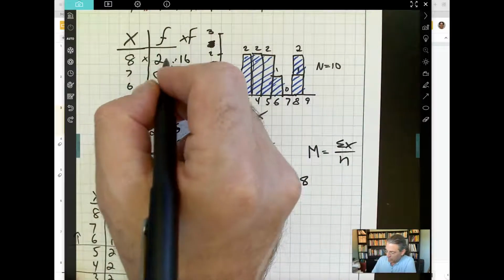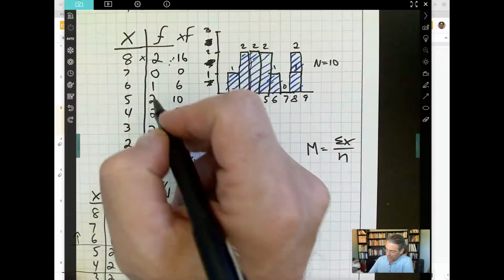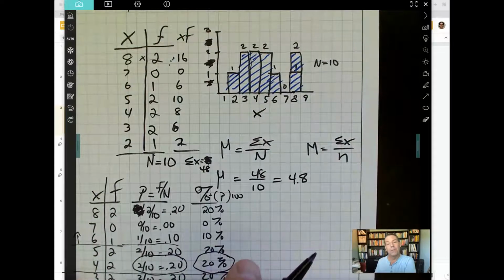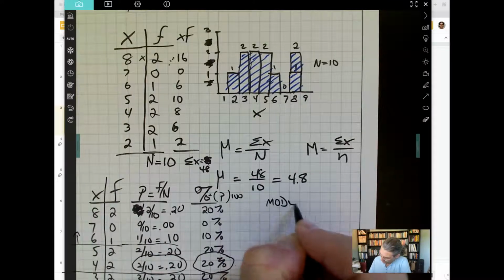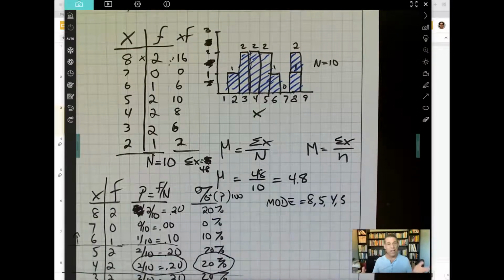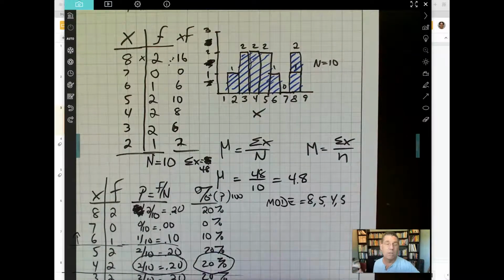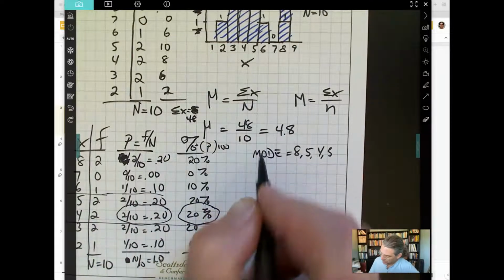In this case, we would have to report 4 different modes. The mode would be 8, 5, 4, and 3. Because those all have the highest frequency, and in our case, the frequency of 2. So the mode would be 8, 5, 4, and 3. So you just look for the highest one. If one of these was a 3 frequency, that would be the highest frequency. Then whatever score had that frequency would be the mode. Okay, so that's how we did mode.